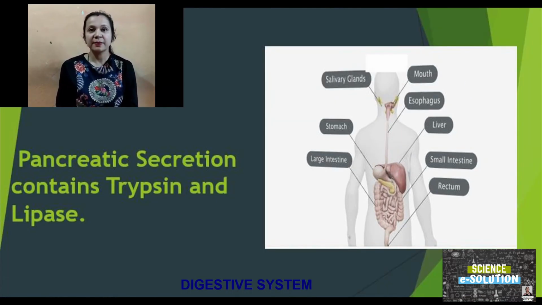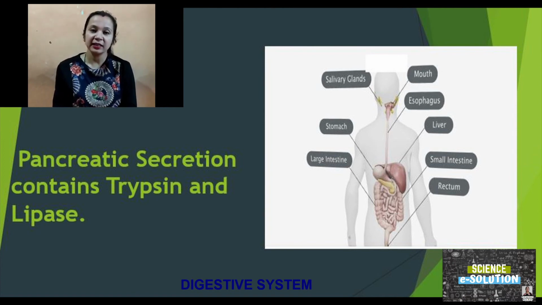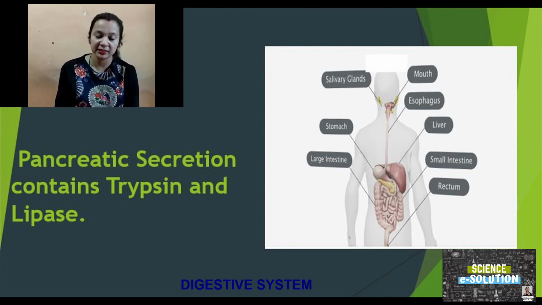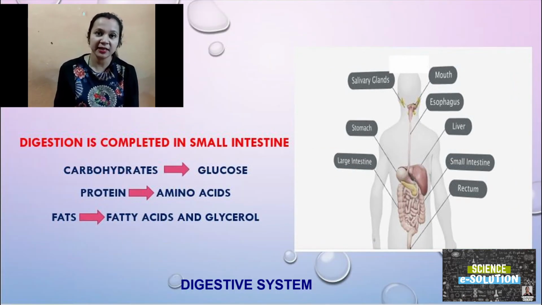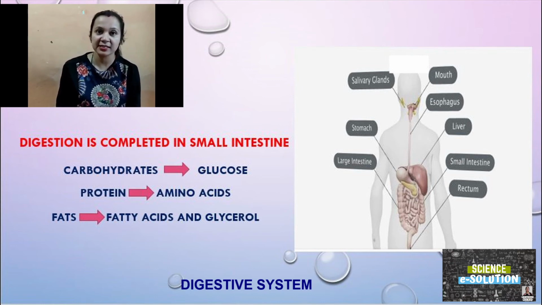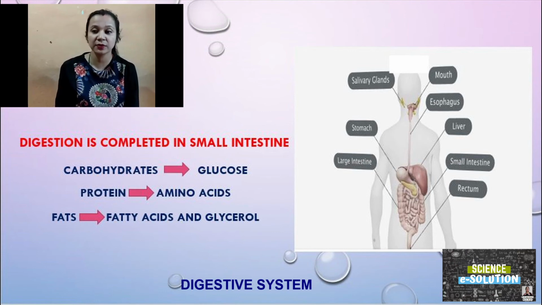The next one is the pancreas. The pancreas secretes pancreatic juice, which contains enzymes like trypsin and lipase. Trypsin helps in the digestion of protein and lipase helps in the digestion of fats. Then again, in the small intestine, the whole digestion process is completed by different enzymes like amylase. It helps in the digestion of carbohydrates into glucose. Trypsin digests proteins completely into amino acids, and lipase digests fats into fatty acids and glycerol. So in this way, all the food materials, that is carbohydrates, proteins and fats, get digested in the small intestine.